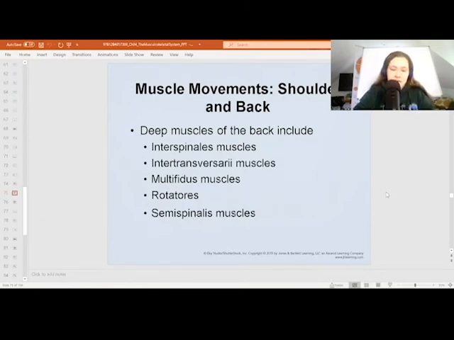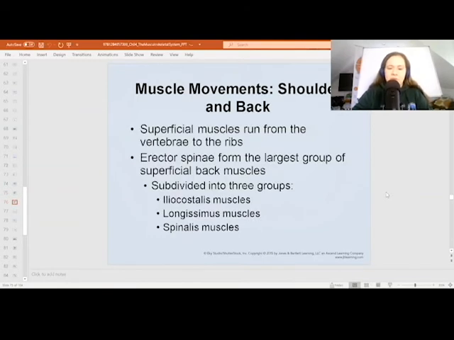Deep muscles of the back include interspinous muscles, multifidus muscles, rotators, and semispinalis muscles. Superficial muscles run from the vertebrae to the ribs. Erector spinae form the largest group of superficial back muscles. This is subdivided into 3 groups: iliocostalis muscles, longissimus muscles, and spinalis muscles.